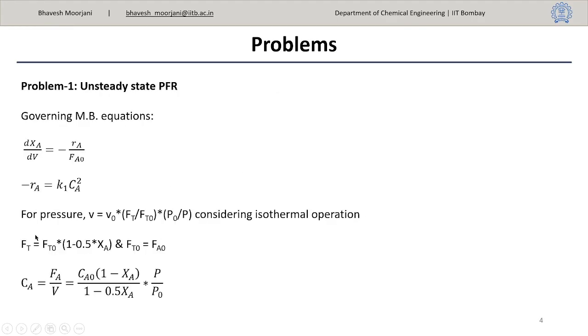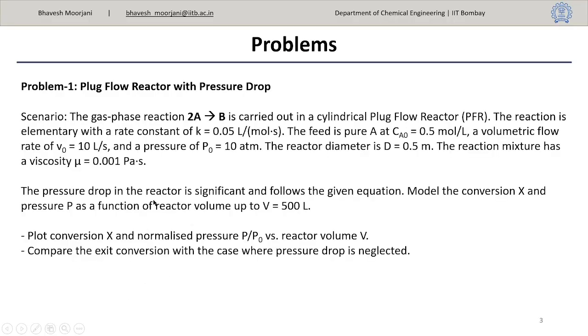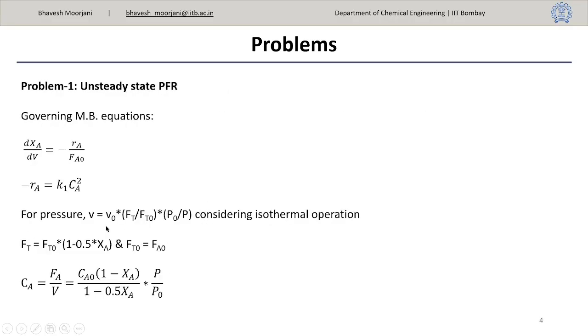Since it's a gas phase reaction, as the reaction proceeds, the volumetric flow rate will also change, right? That change is given by V is equal to V0 times the ratio of the flow rate times the ratio of the pressure. Here we are considering isothermal operation. So if you compare PV is equal to nRT, basically you compare that and then equate inflow versus outflow, and then you will get this relation.